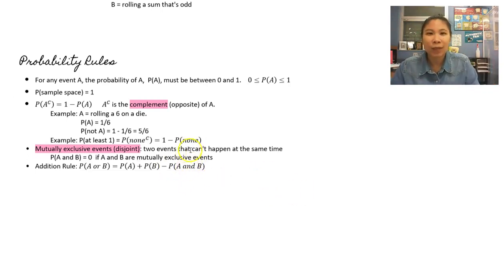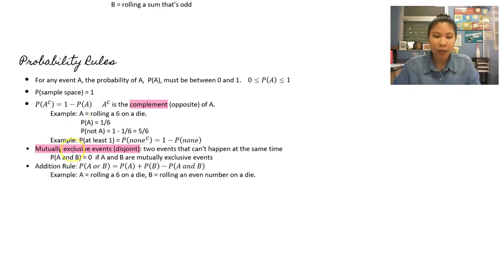But let's say we have 2 events that are mutually exclusive. So if A and B are mutually exclusive, then the probability of A and B would be 0, because we know that they can't happen at the same time. Then you can just add them together, because if they can't happen at the same time, that means we would never double count them. And let's do an example of this.